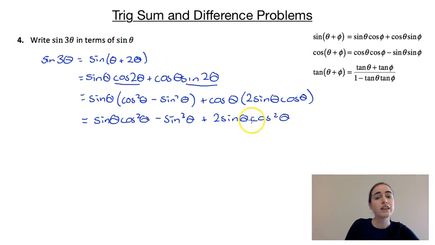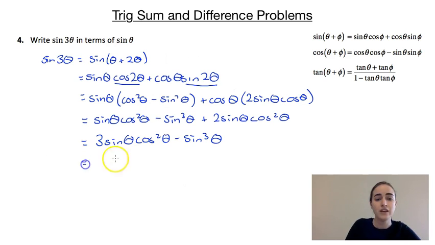So this first term and the last one are like terms because they've both got a sine theta and a cos squared theta, so I can collect them together. So I'm going to have 3 sine theta cos squared theta minus sine cubed theta. So the problem at the moment is I only want sines and I've still got this cos squared. But we know from our trig identities that cos squared is equal to 1 minus sine squared. So I'm going to replace that. So we're going to have 3 sine theta outside of 1 minus sine squared theta minus sine cubed theta.